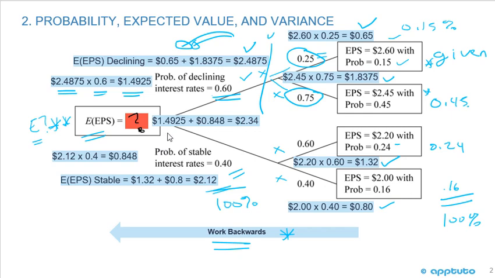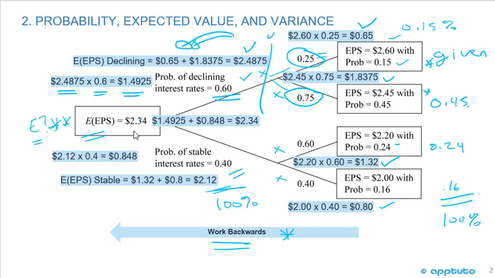So we add those two together, the top part and the lower part, and we've got the 1.4925 plus the 0.848. And so that gives us our expected earnings per share of $2.34. So you can see that I've uncovered it. The expected earnings per share based on these probabilities is $2.34.